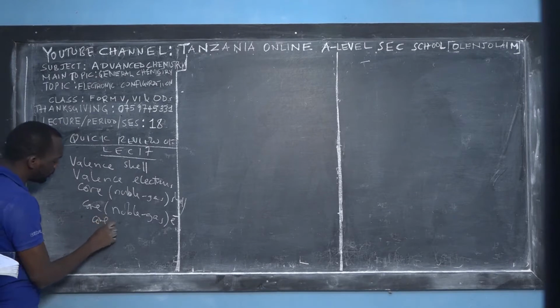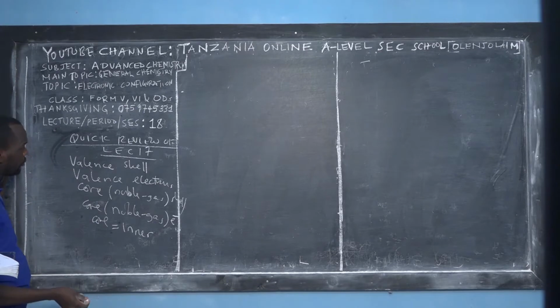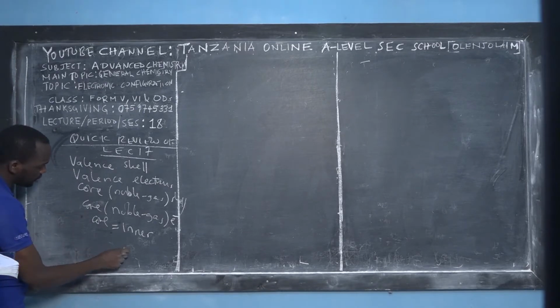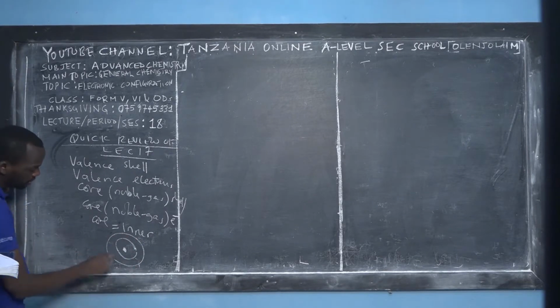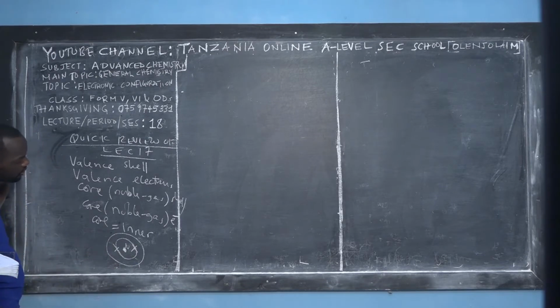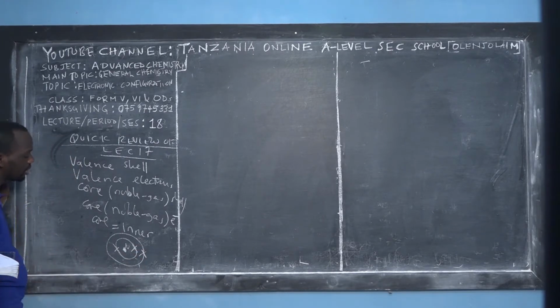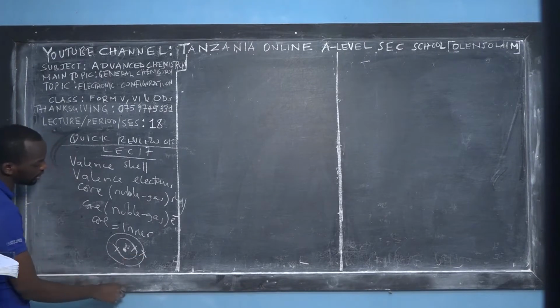The term core is similar to saying inner, so inner shells. For example, if you review the atomic structure from O-level education, suppose this is the first shell, this is the second shell, and this is the nucleus of an atom. The first shell used to occupy 2 electrons, and possibly we have 1 electron here in the second shell. So this is what we call the valence shell, valence electron. The inner shell has core electrons. And this is the nucleus of an atom.